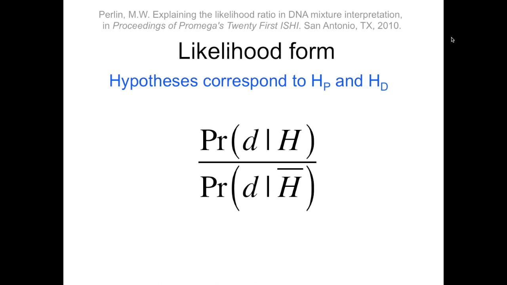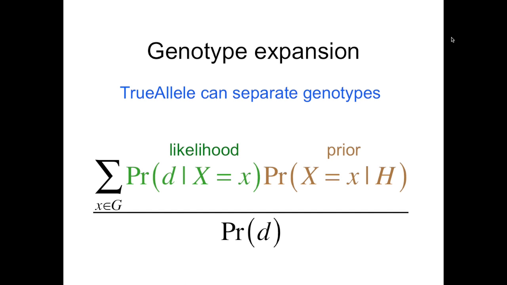Now, this is a great way to write it down, but it's not the best way to calculate it. To calculate it, we're better off using those genotypes we've already inferred. Remember, TrueAllele can separate the mixture into genotypes for each contributor. Now we can take advantage of that. So the numerator, that probability of the data given the hypothesis, can expand into a sum, that's the symbol sigma on the left, of each allele pair value, little x, that belongs to the set of genotype values, capital G, of all the different possible genotype values.